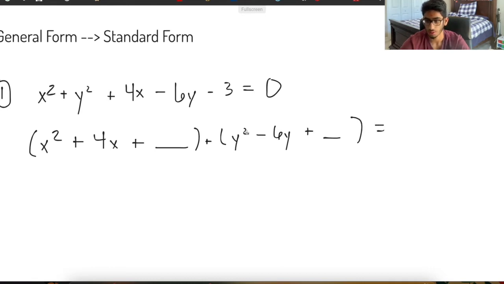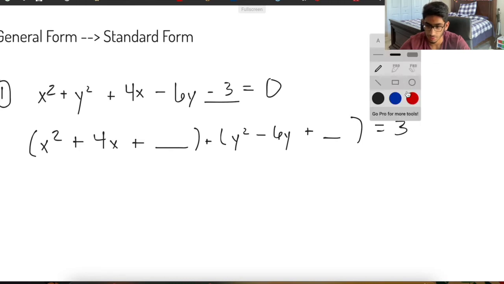On the other side of the equal sign, you want to move your constant. Our constant right now is -3, so you want to move that to the other side. By doing that, we have to add 3, so this would be 3 on this side. I got these numbers, like 4x and -6y, from the general form. We just want to group them together in the same parentheses. And now we have to figure out the blank.